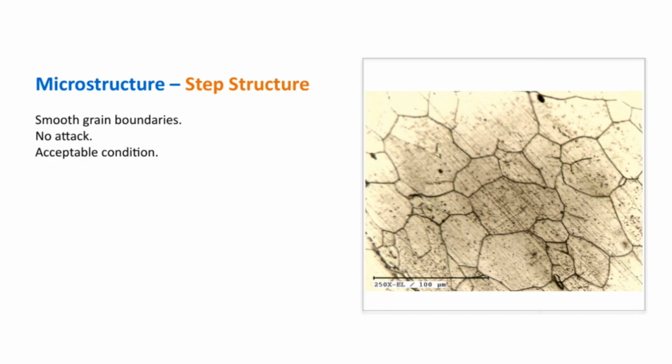You'll also see that there is no attack along these boundaries, meaning that there are no signs of corrosion or deterioration in this area. This is crucial because it shows the material has maintained its integrity and hasn't been compromised. Overall, the condition here is acceptable, which means that the microstructure is within the desired parameters for this particular application. Recognizing these features helps us assess the overall health and durability of the material, connecting back to our broader theme of ensuring material reliability and performance.